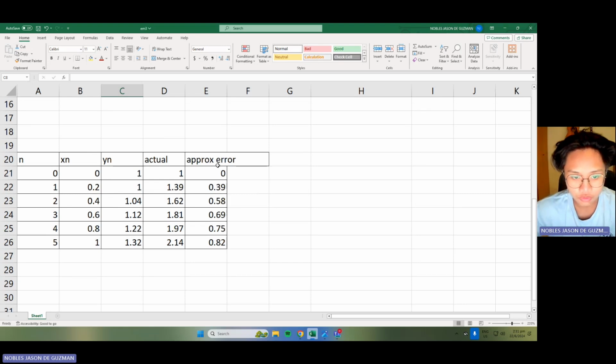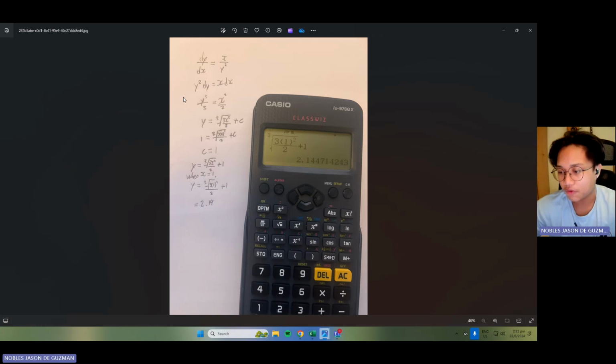To find the approximation error, we have to find the actual value, because this is just an estimated value using Euler's method. To do that, we have to find the original equation. So I did the simple manipulation and integration over here. Subbing in when x equals 0, y equals 1, I found C, and then found the original equation. It becomes y equals the cube root of 3x squared over 2, plus 1.